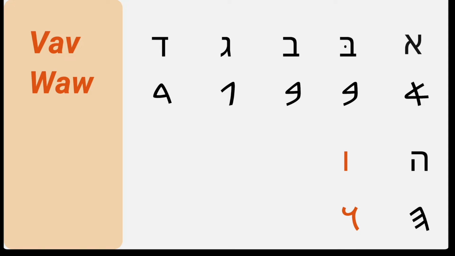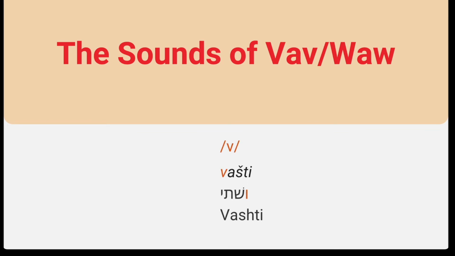Next, we have the letter Vav, which is also known as Waw, Vav or Wow. Now, originally, this letter had a W sound, hence the name Wow. But in modern pronunciation, when this letter serves as a consonant, it makes a V sound, and that's where we get the name Vav from. As a consonant, Vav, with our pronunciation system, will make a V sound, like in the name Vashti, the queen from the book of Esther.